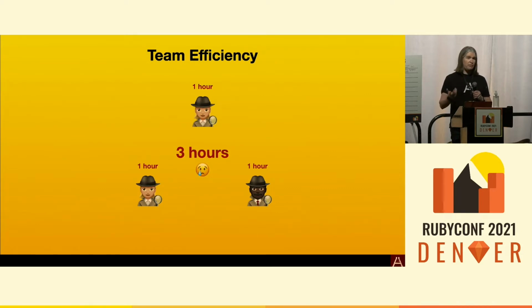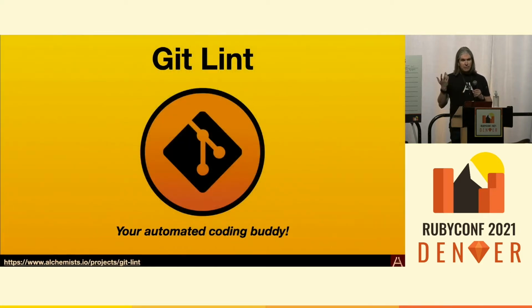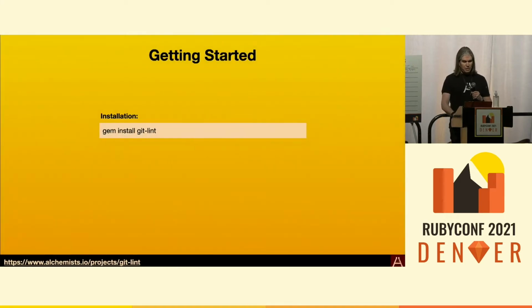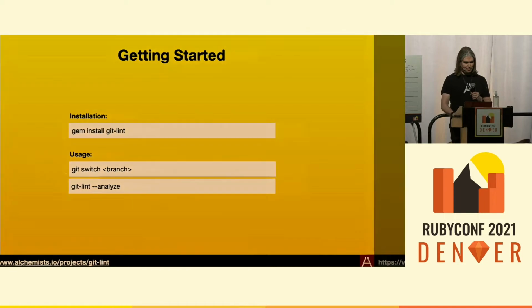This is even worse if they have to go through that code path several times over and over. This starts to multiply, and it's costly to your team and costly to the company. So where Gitland comes into play is it's basically your automated code buddy, right? You can install this just like any other gem. It's very easy to get started. You can switch to your branch, and then you can immediately start analyzing that branch and get feedback as to the quality of that branch.